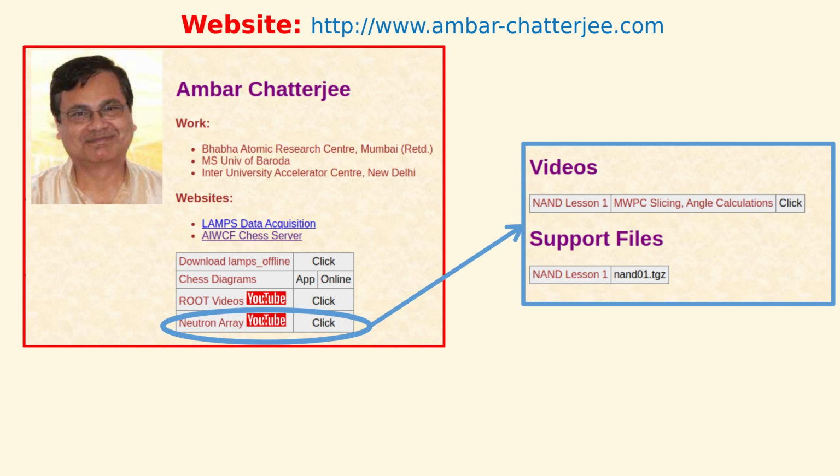Once you are in the website, you can click on neutron array, and in the neutron array part of this website, you will go to a page which I have shown you towards the right. That is here, and this video which is going on now can be started by clicking this button here, which is marked as click. The files which you need, the support files for this lesson, it's called NAND lesson 1. You will find it under NAND01.tar.gz. So this TGZ is a tar zip file, and it can be opened by an archive manager, or simply right click and extract here into a folder. There you will find all the files you need to work on this lesson.